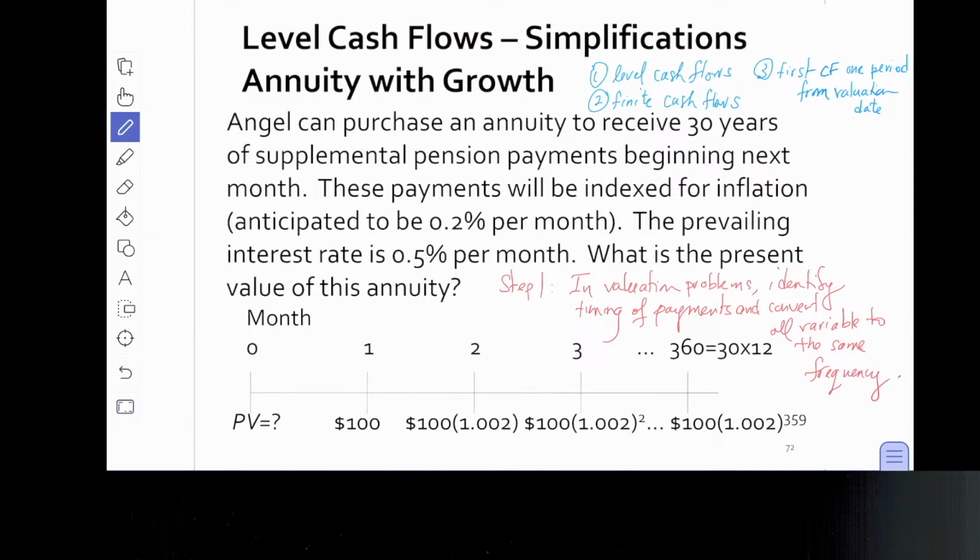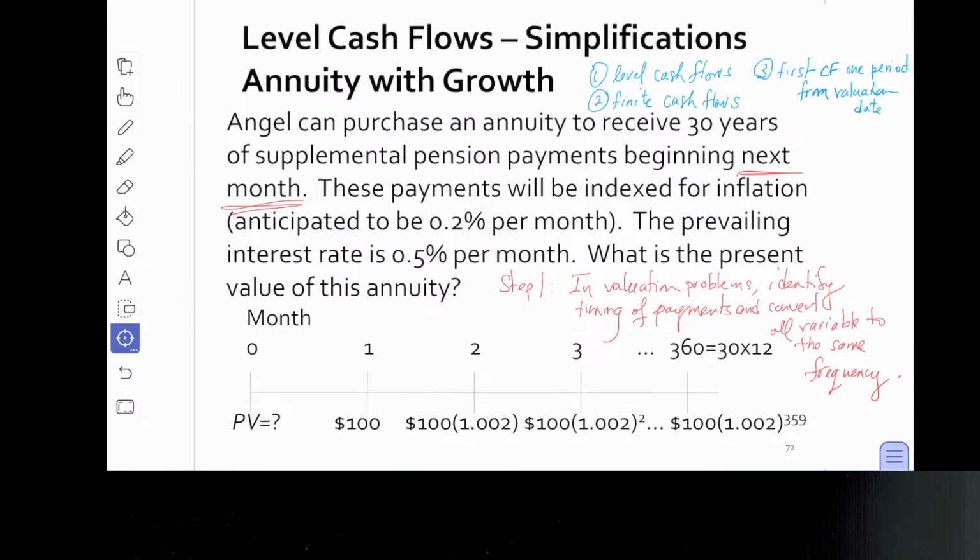In valuation problems, the first step is to identify the timing of payments and convert all variables to the same frequency. That's step one. Do we need to do that here, or is that taken care of? The timing of payments, like you mentioned, are monthly, right? So these are monthly payments. And the first one is a month from now. And the interest rate is 5% monthly.